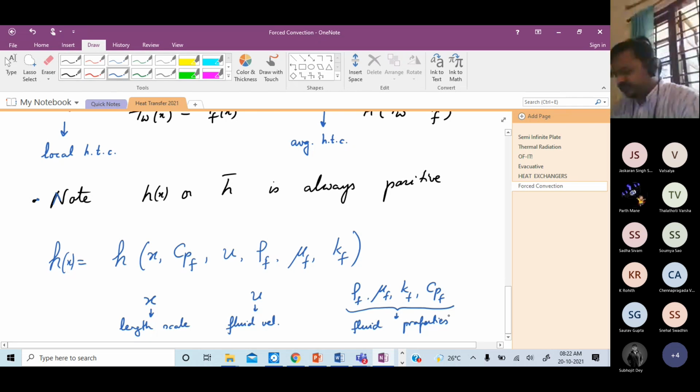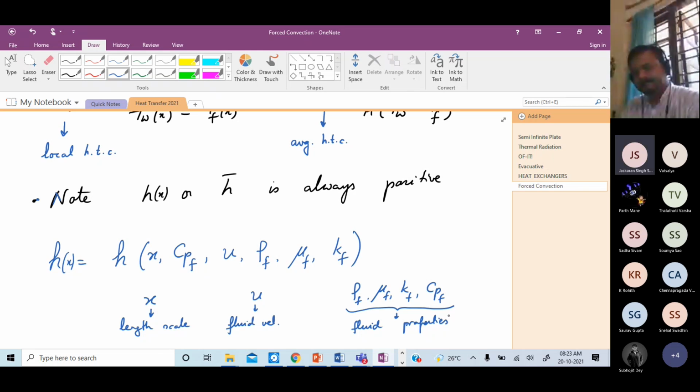So let us do some mental exercise. If I ask you that, again, consider just the flow over a flat plate, the simplest configuration which you are familiar with. And let me ask you that if velocity goes up, if velocity increases, will heat transfer coefficient increase or decrease? Increase. Okay.